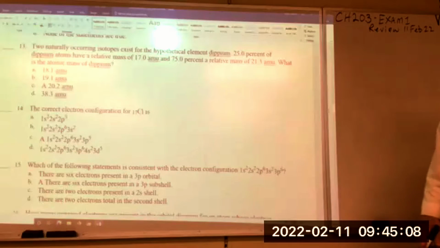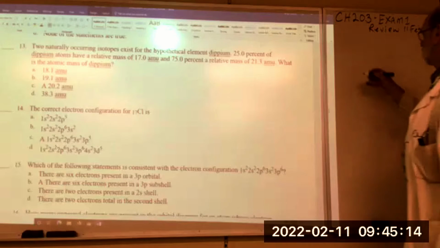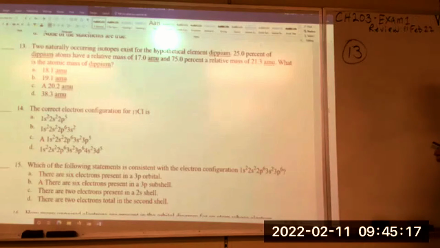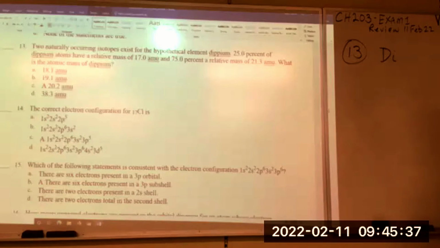We did talk about isotopes, right? Okay, just checking. Two naturally occurring isotopes exist for the hypothetical element dipium. What would the symbol be? There's no D up there. We could use D, or we could use DI. Yeah, let's use DI. That's dipium. 25% of dipium atoms have a relative mass of 17 atomic mass units. 75% have 21.3. What's the atomic mass of dipium?